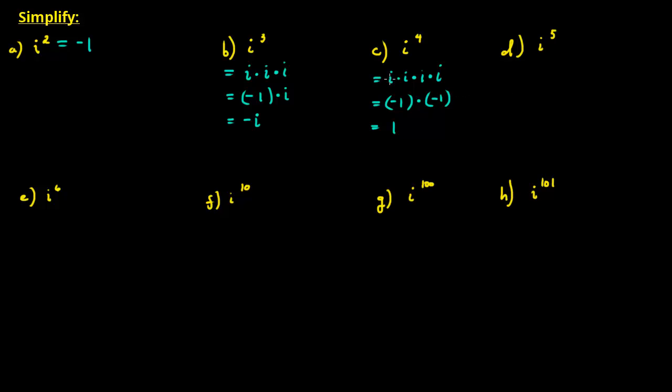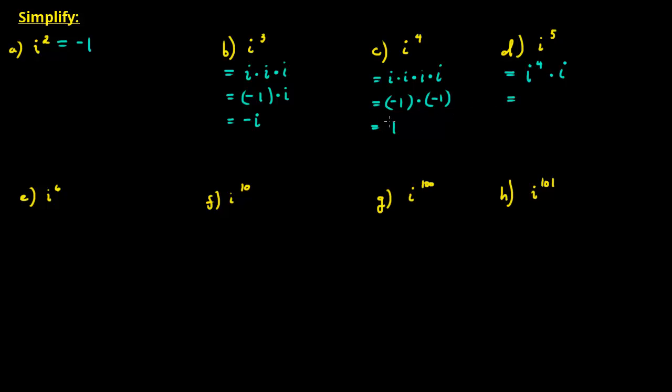Now let's think, do I actually have to write out i times i times i times i every time I have i to the power of 4, or is there maybe a simpler way to do this? Well, remember that in the imaginary number system, our rules of arithmetic still have to apply. So if I do i to the power of 5, I can rewrite this, using the exponent laws, as i to the power of 4 times i, because I've got 5 factors of i.